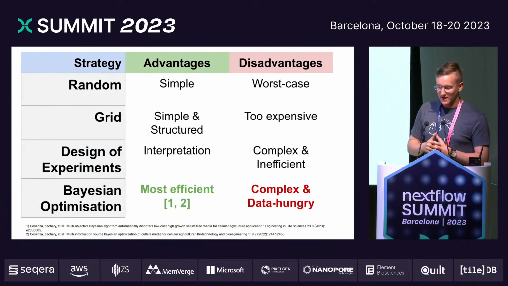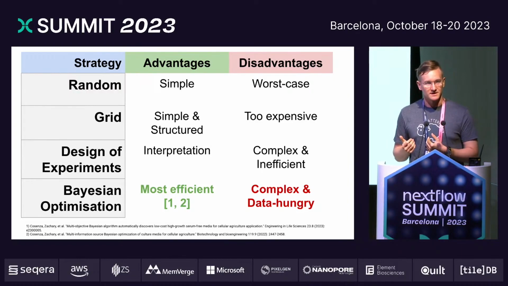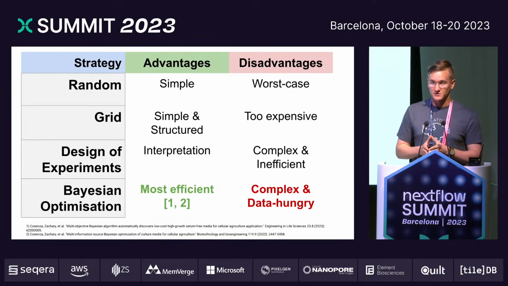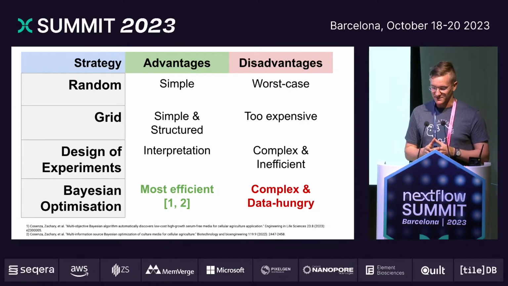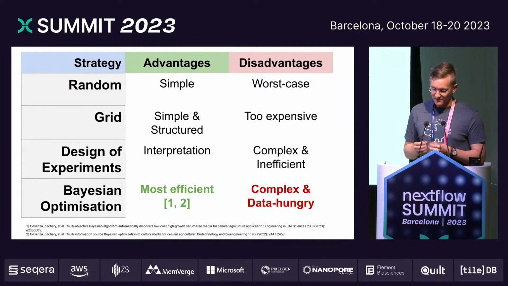Now, here's an overview again why Bayesian optimization is a good choice. Specifically, random is simple, but it's not particularly smart. With the grid, we have a bit more structure, but it's just too expensive on high-dimensional spaces. Design of experiments is a great choice to make your interpretation and make a first step. But it's complex and not particularly efficient in a lot of applications. And with Bayesian optimization, we're able to most efficiently navigate the space. But it's also complex and it's data hungry.